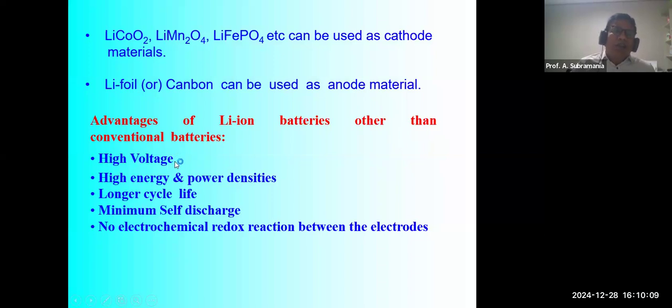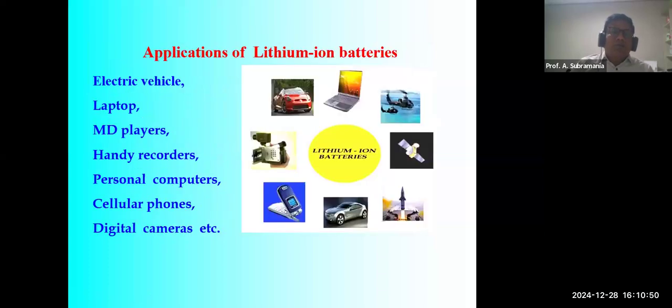Lithium-ion batteries are high voltage batteries, whereas in a lead-acid battery the cell voltage is 2 volts, here the minimum cell voltage is 3.7 volts. Then they have high energy and power density, longer cycle life, minimum self-discharge, and no electrochemical redox reaction taking place in this. That's why the lifetime of a lithium-ion battery is more than 5 years. The mechanism behind this lithium-ion battery is that charge-discharge occurs by intercalation of lithium from the anode to the cathode.